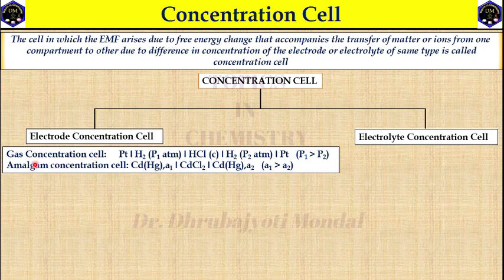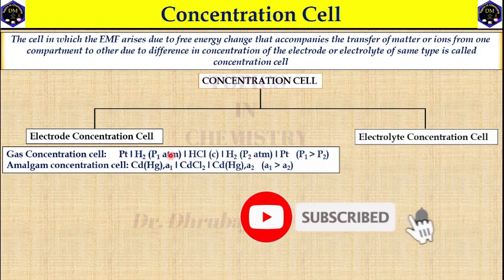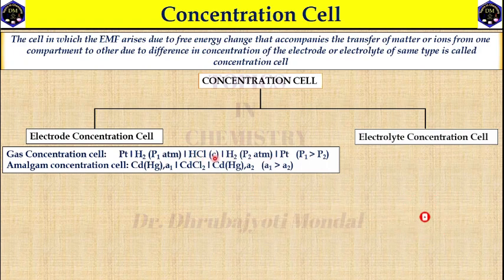In the gas concentration cell, this is the example: Pt | H2 (P1 atmosphere) | HCl (electrolyte) | H2 (P2 atmosphere) | Pt, and here P1 is greater than P2. So why is this called an electrode concentration cell? Because you are using platinum and passing H2 gas, and the pressure of H2 gas is P1 atmosphere. This is the electrolyte, but here the electrolyte concentration is fixed.